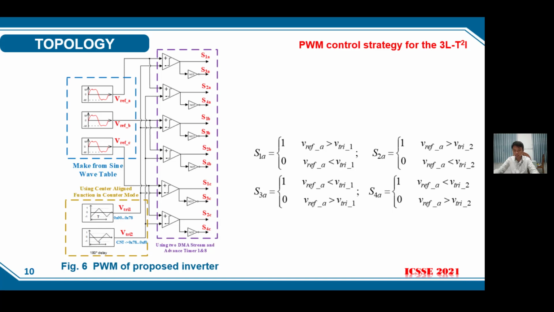In more detail, the reference voltage is made from a sine wave table by an equation. We use the center-aligned function in counter mode of the microcontroller to make the carrier. We make use of the CNT register. Then we use the DMA function to compare the two signals and use a NOT gate to make the signal for the switches. Overall, the proposed solution is quite simple and easy to implement, so the application on new hardware is very feasible. The next section is the simulation and experiment.